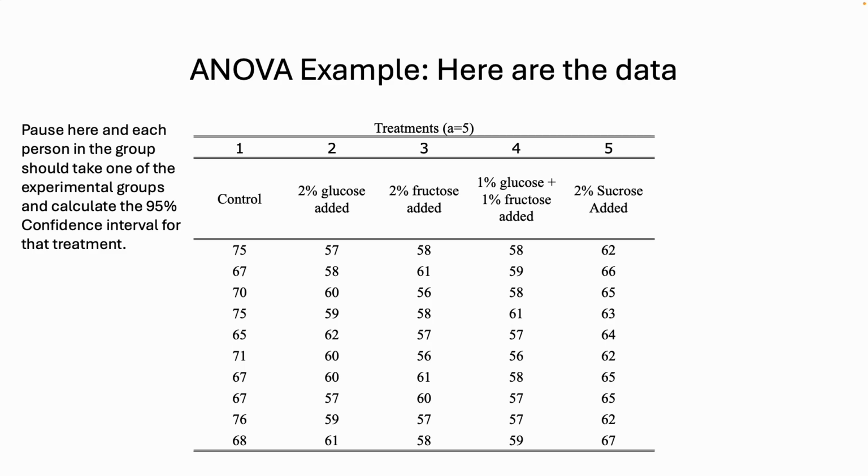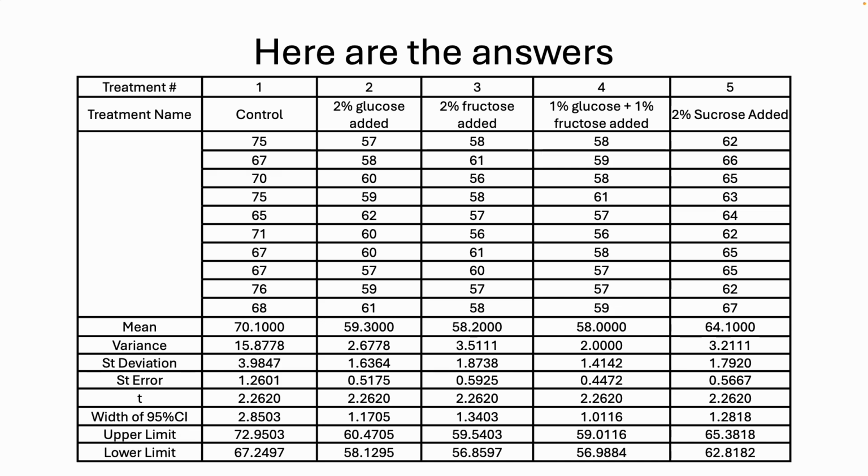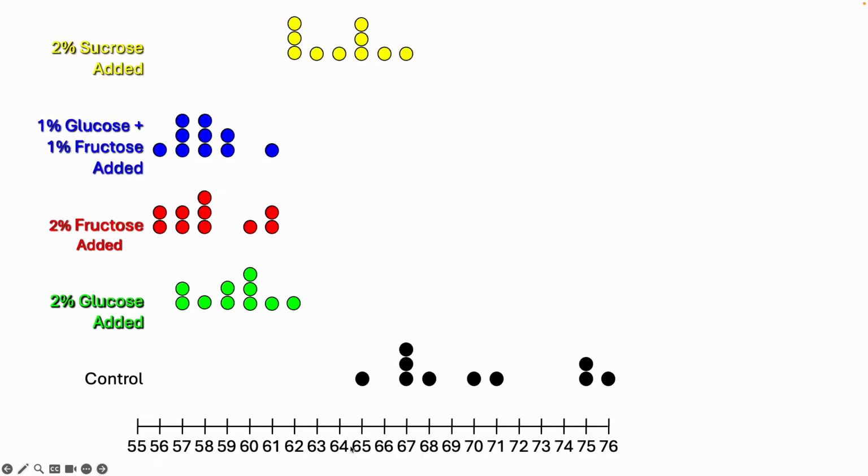So hopefully you've now calculated the mean, variance, standard deviation, standard error, and 95% confidence interval for one of these treatments, and here's what it should look like. So we have the means right here, then we have the variances, standard deviation, standard error, the t-statistic, the width of the confidence interval above and below, and then the upper and lower limit to the confidence interval.